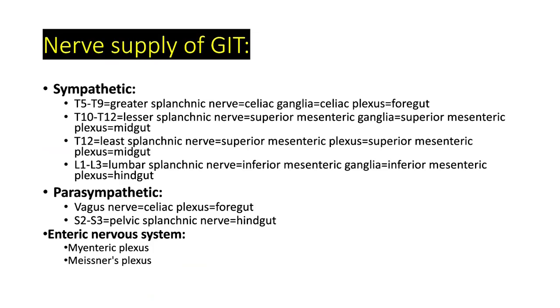The nerve supply of the GIT. The sympathetic innervation is from T5 to L3, while the parasympathetic is from the vagus nerve and the pelvic splanchnic nerves, which arise from S2 to S3. Then there is another system that controls the whole gut motility, called the enteric nervous system. So the sympathetic nervous system has the greater splanchnic, lesser splanchnic, least splanchnic, and lumbar splanchnic nerves, while the parasympathetic supplies the celiac plexus and the pelvic splanchnic nerves.